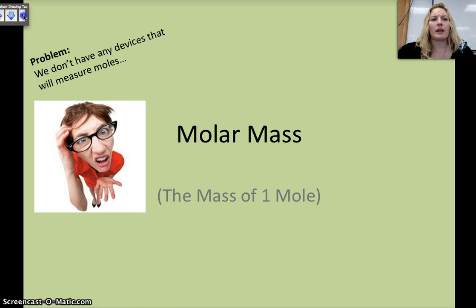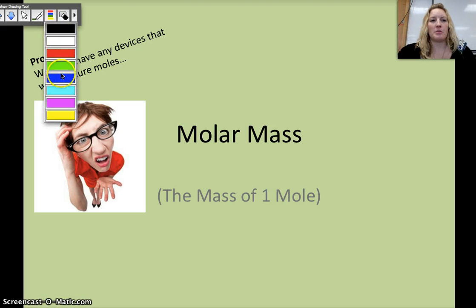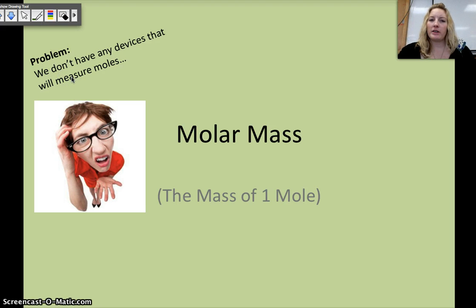So as we were talking about moles and atoms and molecules yesterday, you might have been thinking to yourself, we don't really have anything that can measure moles. So how is this even going to help us to know that? Well, we're going to add another path onto our mole maps today because we're going to be talking about molar mass. In other words, the mass of 1 mole of a substance.